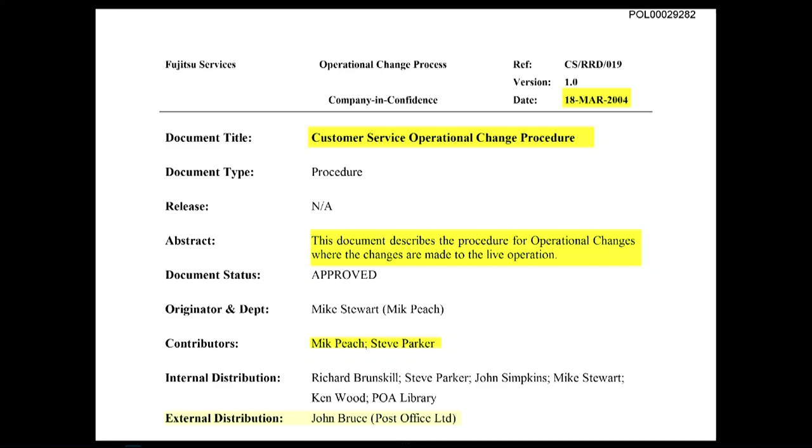Can we turn, please, to FUJ00138355? Mr. Beer, before we do that, could we just go back to the first page, please? Yes, of course. I don't want to make any point that you're going to cover, but unless I'm... Mr. Parker, just below your name and Mr. Peach's, there's the heading external distribution, and we have the name John Bruce, Post Office Limited. Now, I may have missed it, but I don't think in the last document we looked at about these processes, there was an external distribution to the Post Office. Have I got that right?